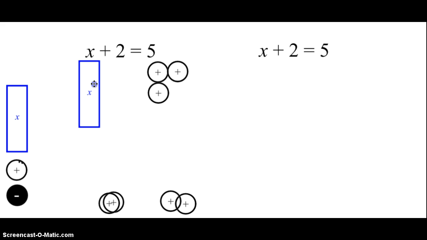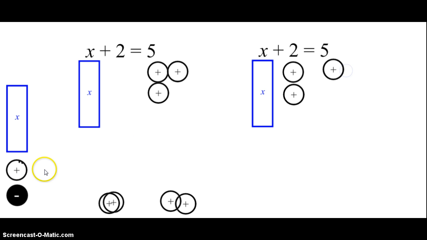An additional way that you could do this is you could say x and 2 positives gives me 5 positives. So if you want to draw this one out again on your notebook, we're going to do it a different way. And this time we're going to make something called 0 pairs. I'm sure you might remember those from when we did positive and negative numbers.